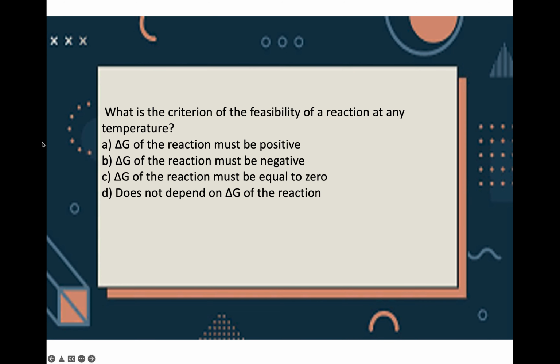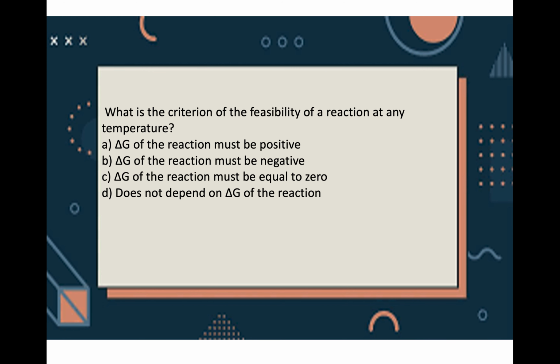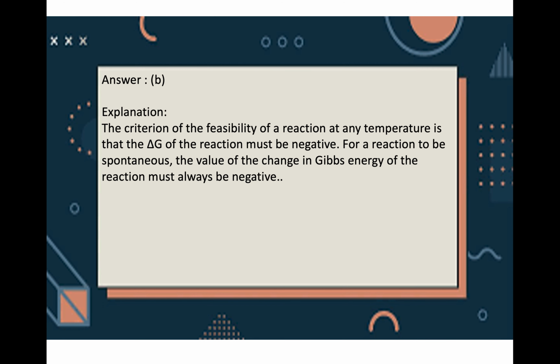Okay. Now moving on to the next question. What is the criterion of the feasibility of reaction at any temperature? Delta G of the reaction is positive, delta G is negative, delta G must be 0, or it does not depend on the delta G of the reaction. So option B is the correct one. Option B, delta G of the reaction must be negative. For a reaction to be spontaneous, the value of the change in Gibbs energy, or delta G, of the reaction must always be negative. Remember that. Option B is the correct choice.